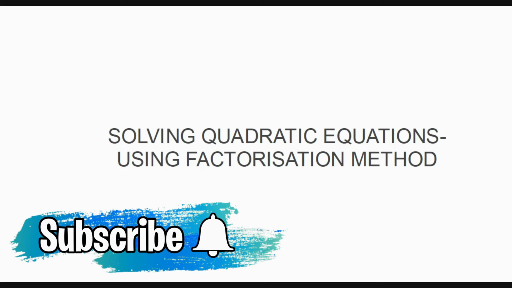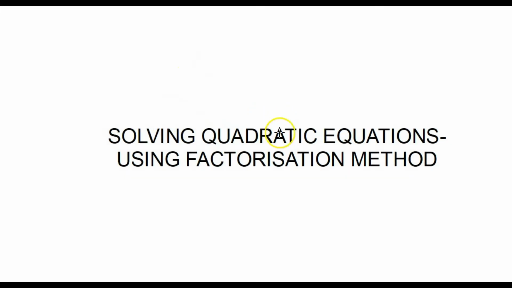In today's lesson, we are going to look at solving quadratic equations using the factorization method. Not to waste time, the first example we are going to consider is: find the truth set of x squared minus x minus 6 equal to 0. When you analyze the question carefully, you realize that it's already in standard form.